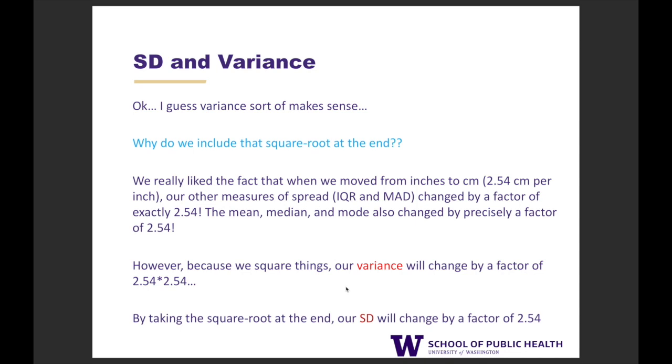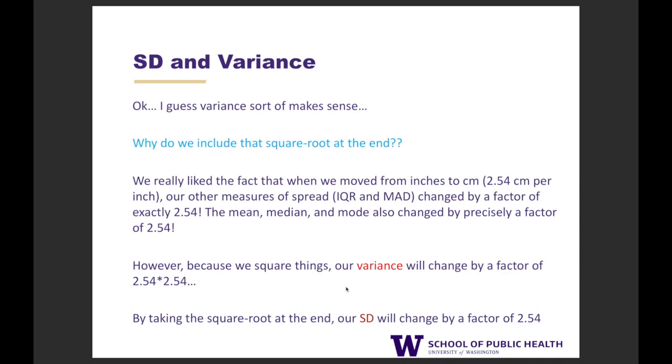Okay, so let's imagine variance sort of makes sense now. Why do we add this square root at the end? What's going on here? Why did we square things only to later square root them? The answer is, when we talked about the interquartile range and the mean absolute deviation, there was a property that was really nice. That property is that the units of each of those measures are the same as the original units of the data.